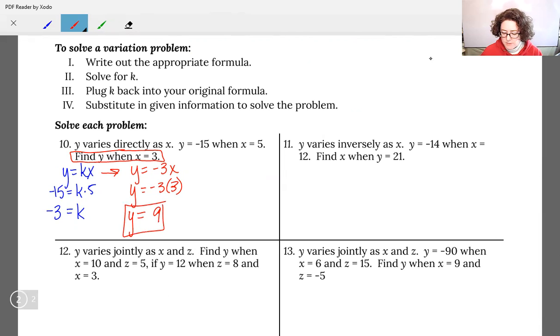All right, number 11. So same thing, y varies inversely as x. Okay, there's my description of the equation. So y equals k over x. Second sentence, y equals -14 when x equals 12. So use those to solve for your k value. So y is -14, x is 12. We need to multiply both sides by 12 to solve for k. So 12 times -14 gives me -168.